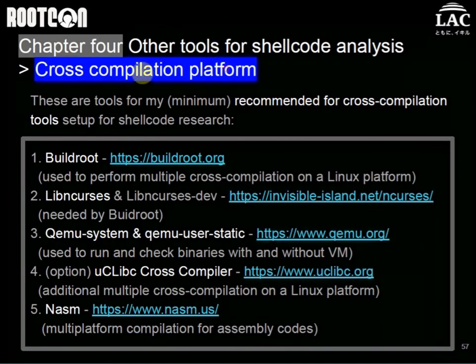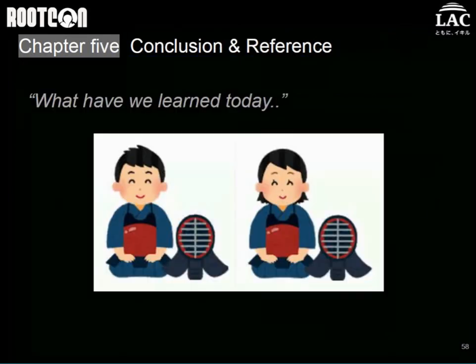For the cross-compilation platform, there are tools I minimally recommend for the cross-compilation tools setup. I like to use Buildroot a lot, and it needs libncurses-dev for development. For checking, I'm using QEMU user static or QEMU system to run the environment as a VM or as executable emulation. Another cross-platform option is the uClibc cross compiler, and for assembly I'm using NASM.